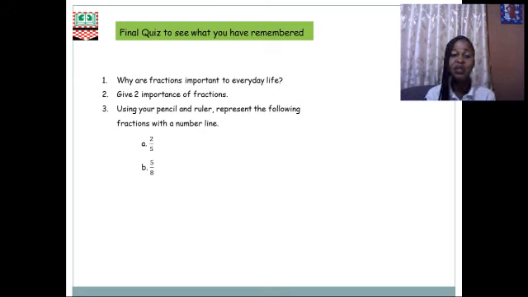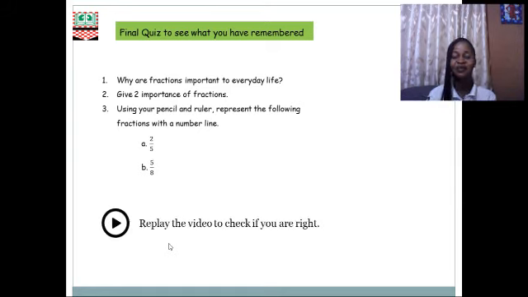Number 2, give 2 importance of fractions. Then number 3, use your pencil and ruler to represent the following fractions with a number line. The first is 2 over 5 and the second is 5 over 8. Do that quickly and send to the portal. You can pause this video, and when you're done, you play to continue.